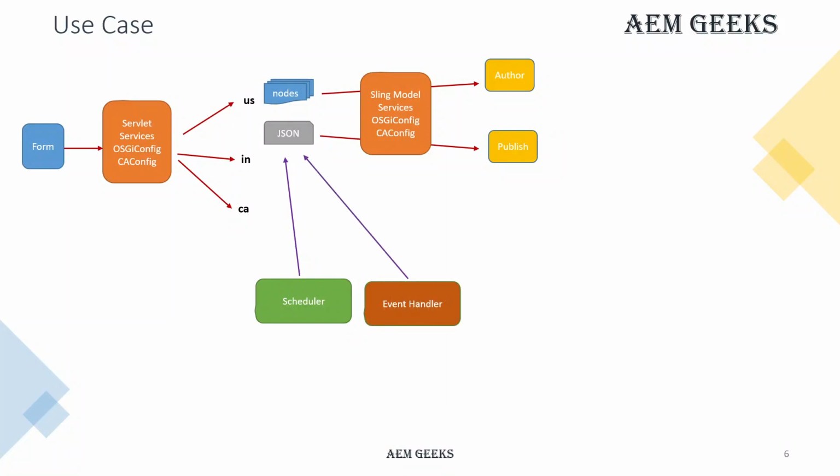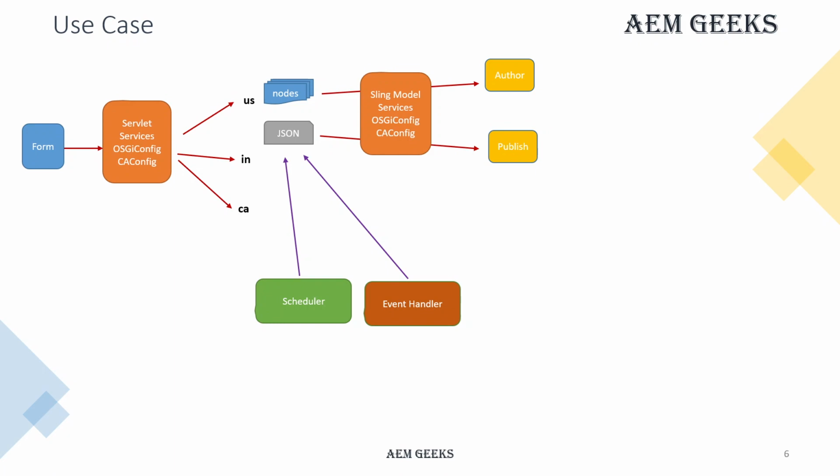But because the JSON is not updated, that's a drawback. So what I'll do is write an event handler, and along with this scheduler, as soon as a node is added, let's say you submit the form and a node is added for a new author, we'll run an event handler, and then this event handler also updates this JSON. So this is a very high level scenario.